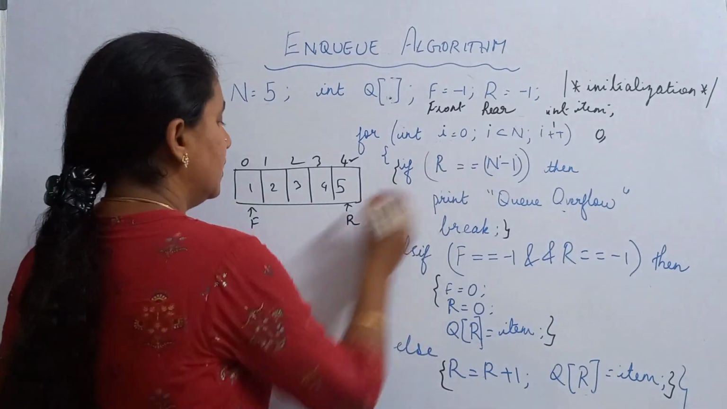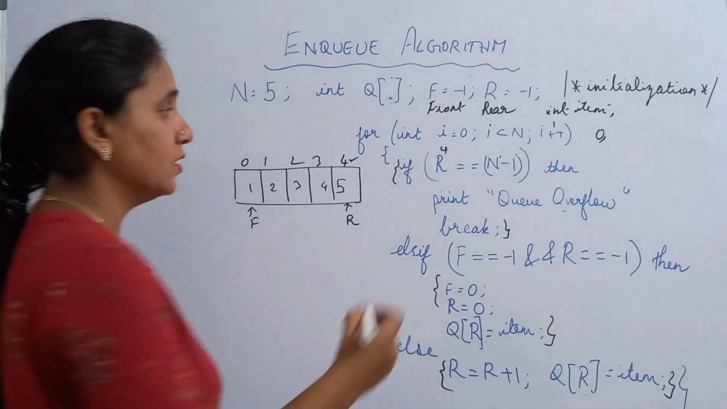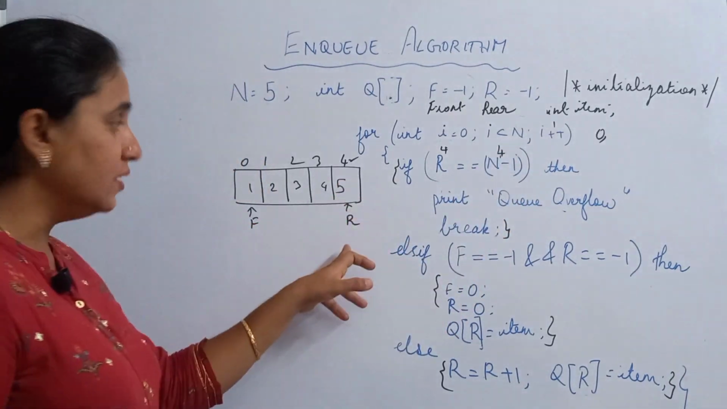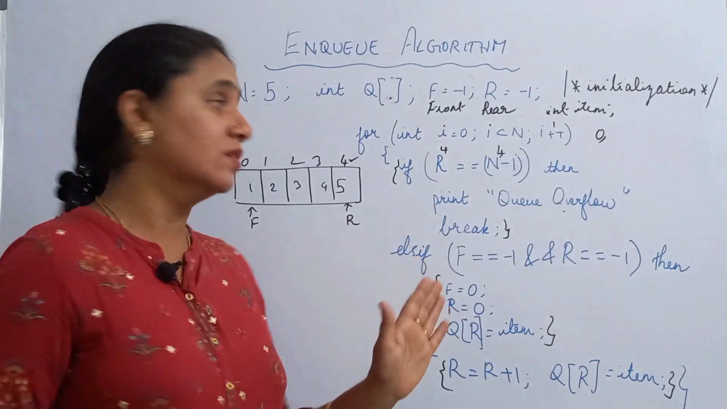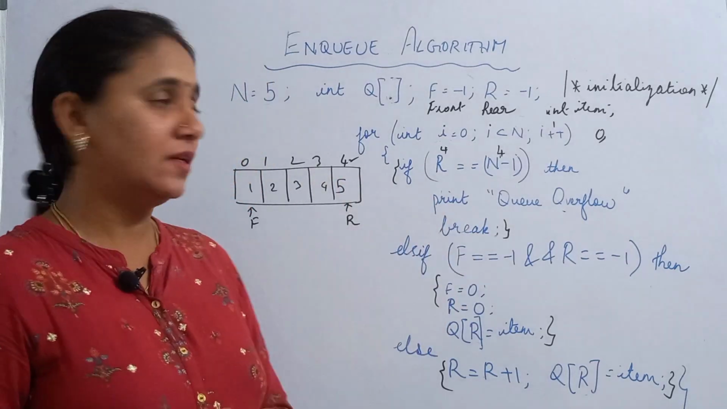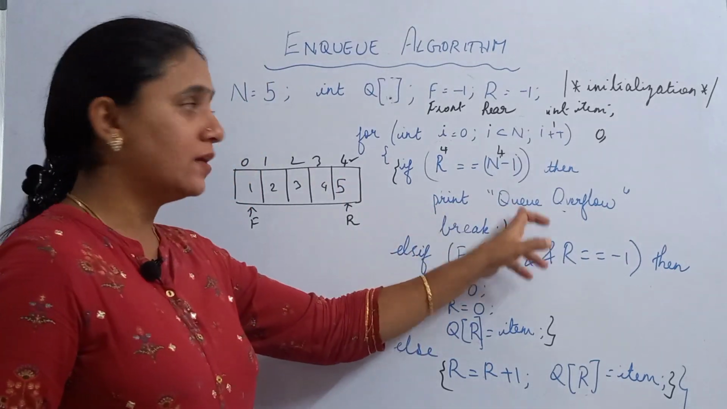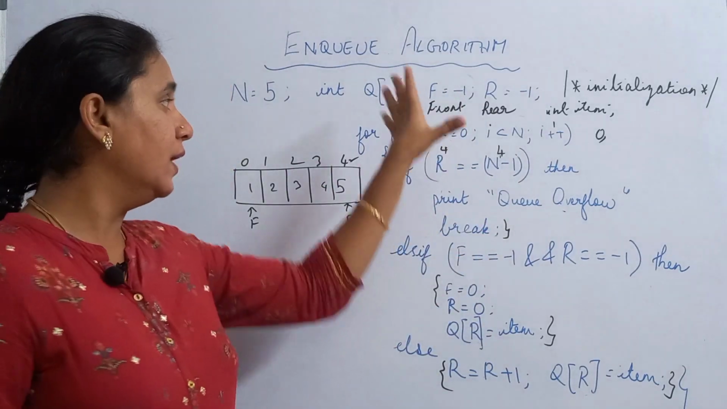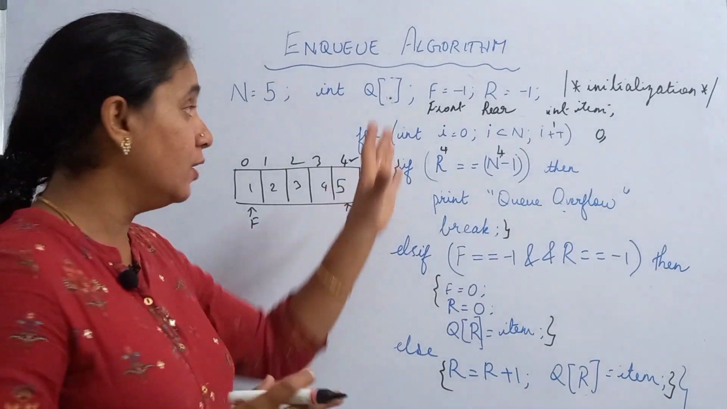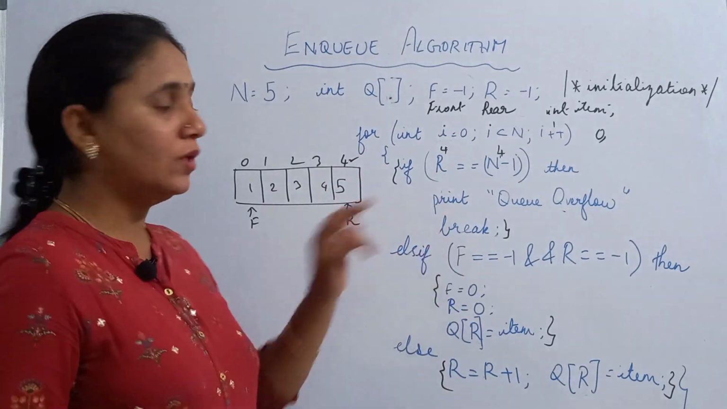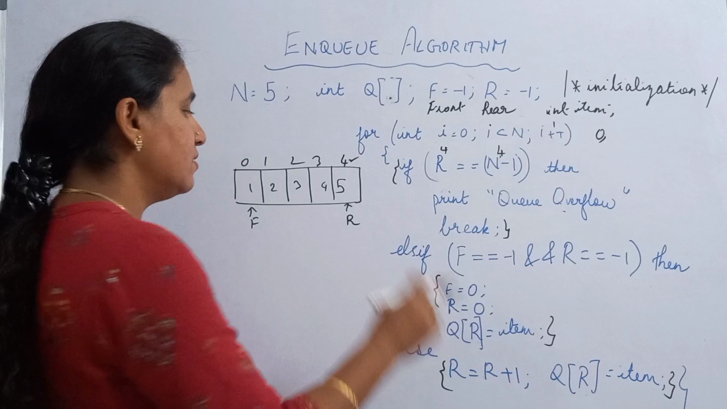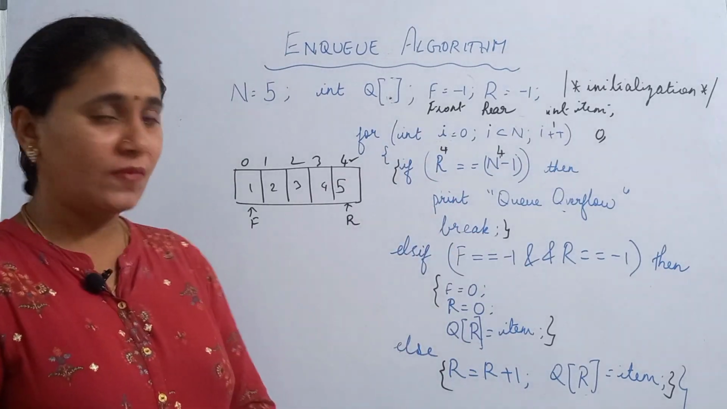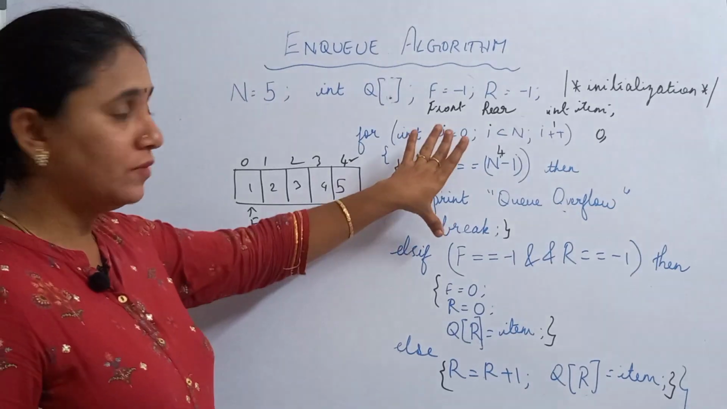Now see, r is equal to 4, isn't it? And n minus 1 is also equal to 4. So the meaning is the rear pointer has reached the last position of the array data structure. So it is printing q overflow and it is going to come out of the entire loop operation. For that only I am using this break. Break is nothing but it is used for coming out of the loop operation. Okay, can you understand the meaning of this condition?